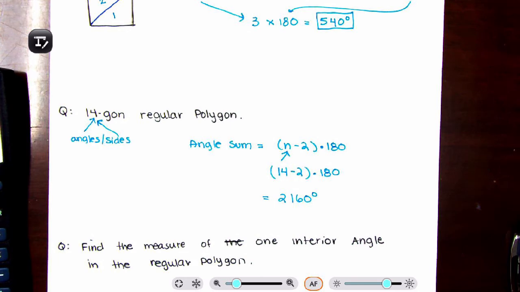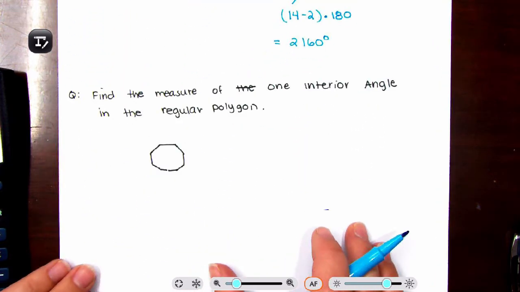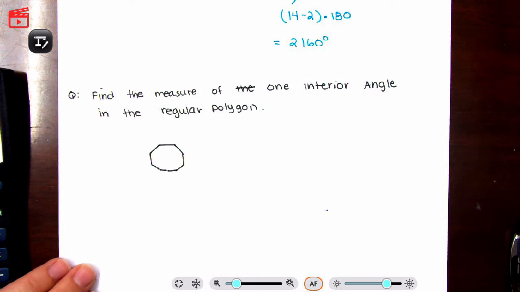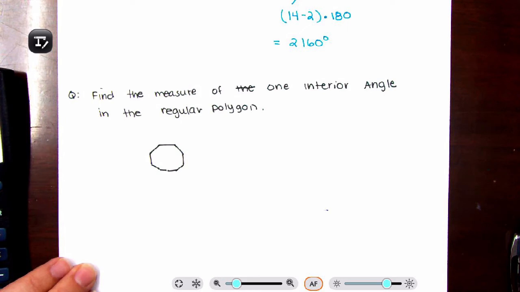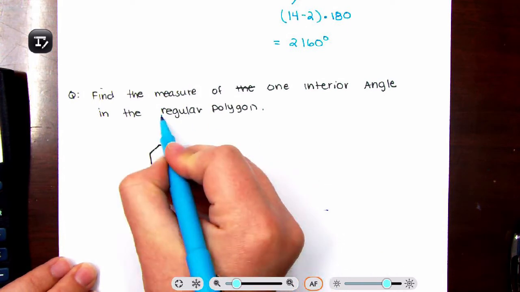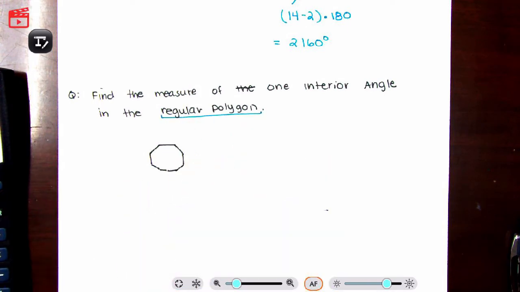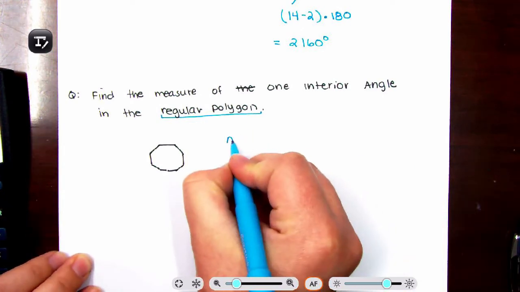Now, a different type of question we haven't really done is find the measure of one interior angle. Originally I wrote "the," but it should be one interior angle. So regular polygon means all of the angles are the same, okay? So we want to find out what is one of those angles. So let's go ahead and do the angle sum first.